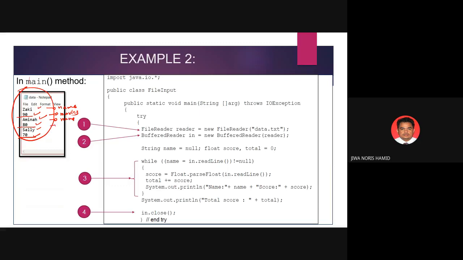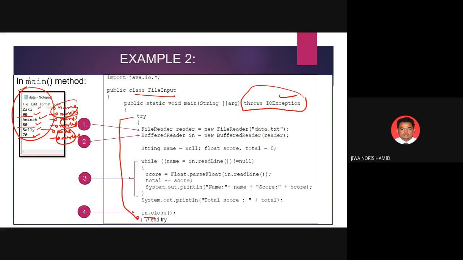And then this one name, this one also marks. Betul tak? We can see that this process can be repeated. Nampak ni boleh repeat. Okay, so this one class file input, this one public static void main, throws IOException, this one compulsory. Memang kita kena tulis. Dekat sini kita akan try from here until here. This one to close.